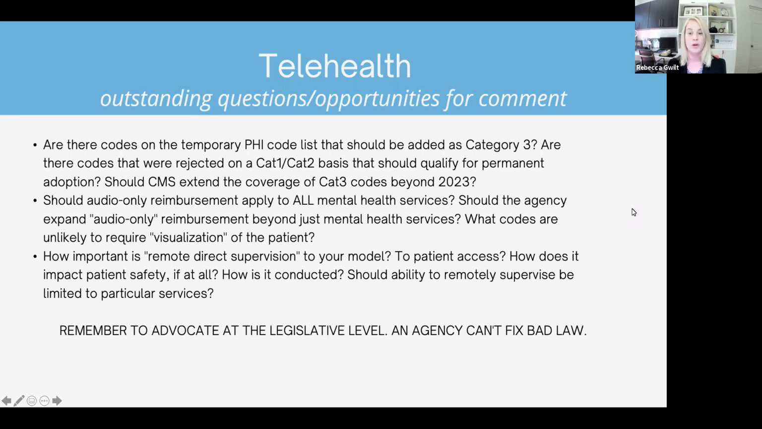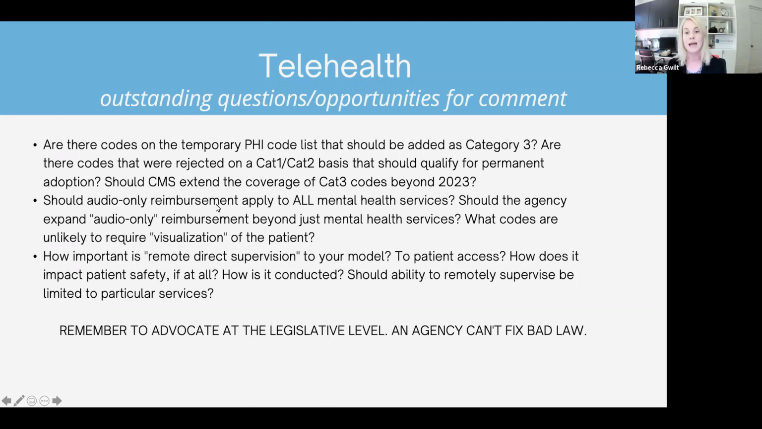And a lot of support for CMS extending the coverage of the Cat 3 codes through 2023 or even beyond it. Again, I think comments on whether audio-only reimbursement should apply to all mental health services. There were some comments about whether it should only be a select few services, whether it should not be available for level 4, level 5 services, and also comments on what other non-mental health services are unlikely to require visualization of the patient, where you could get as high a quality service without visualization as you can with visualization.